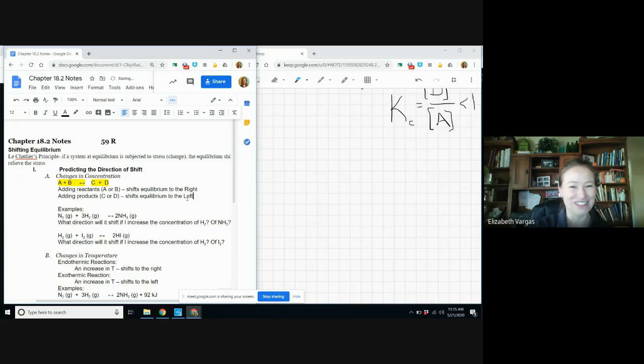Okay, so it shifts to the left if I add product. Whatever side you add to, it goes the opposite way.